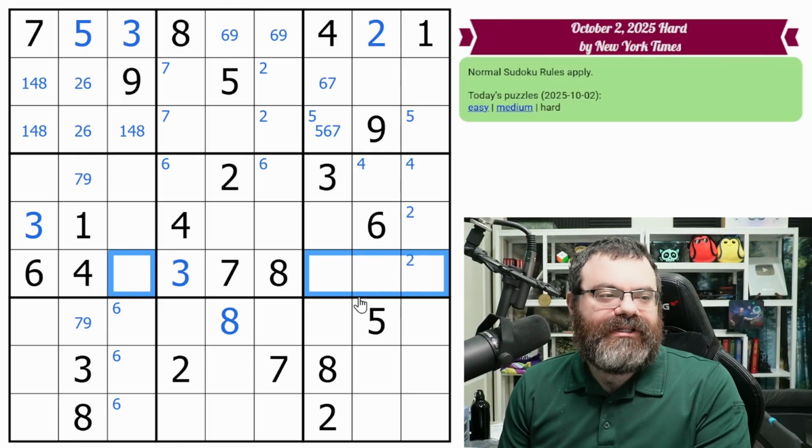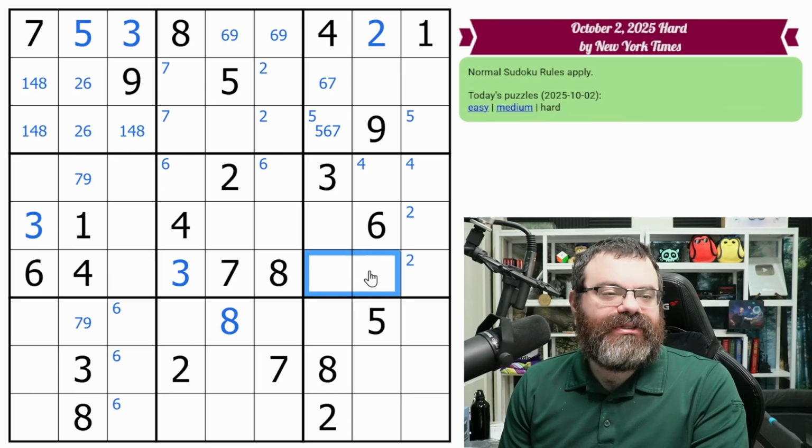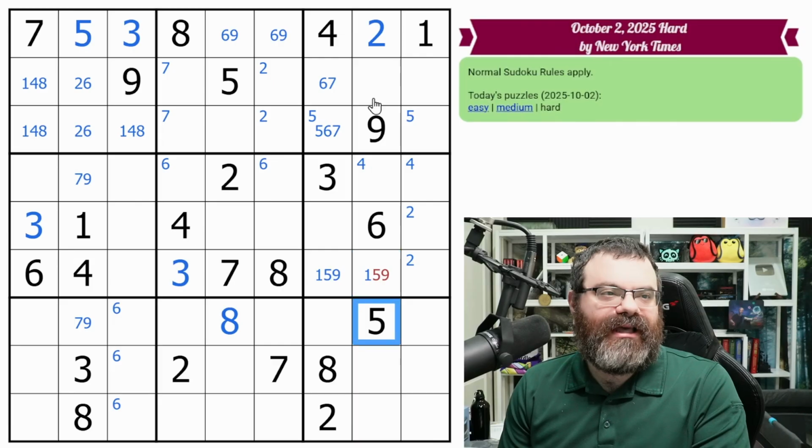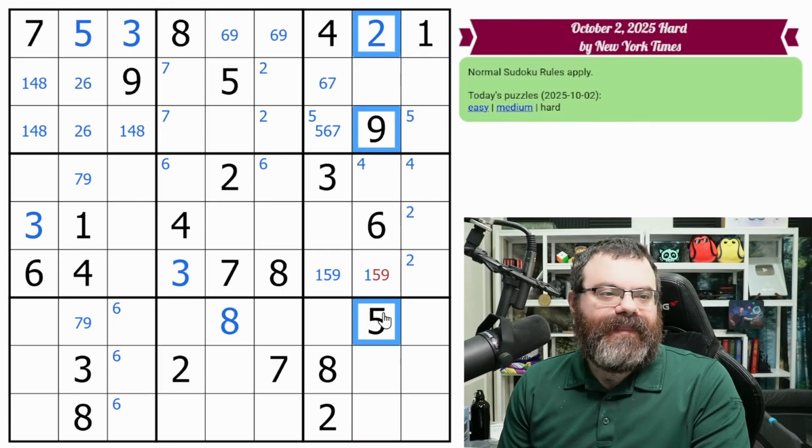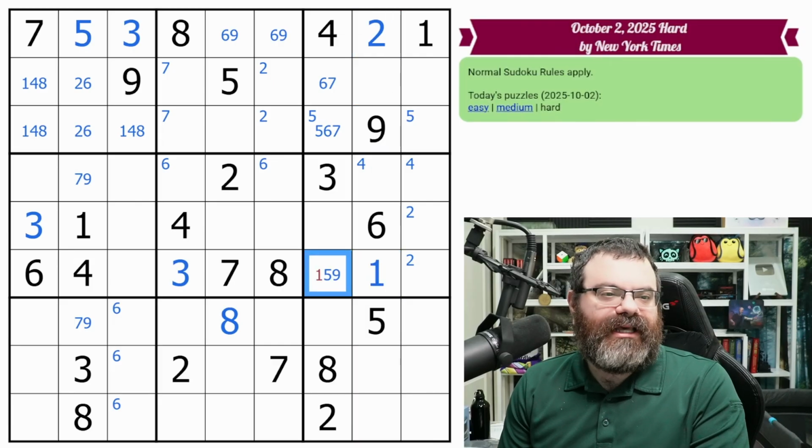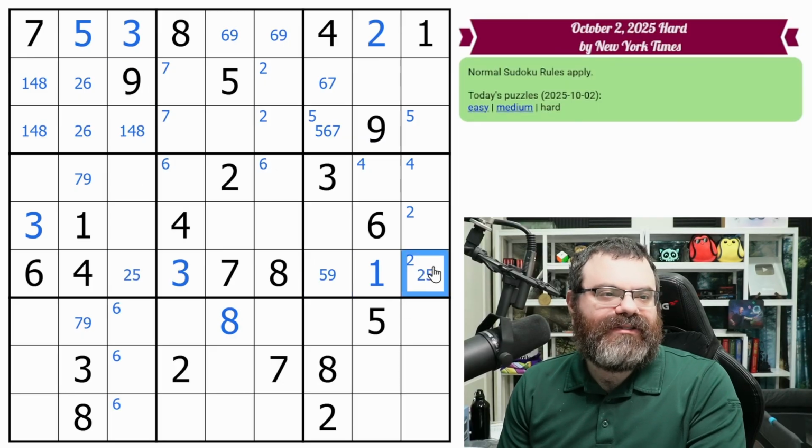We need a 1, 2, 5, 9. So we know these aren't 2, so these are 1, 5, 9. And this can't even be 5 or 9. So it's not 2, 5, or 9, leaving only 1 left. So now we're down to 2, 5, 9. This one's not a 9. So this is 2, 5, and this is 2, 5, 9.